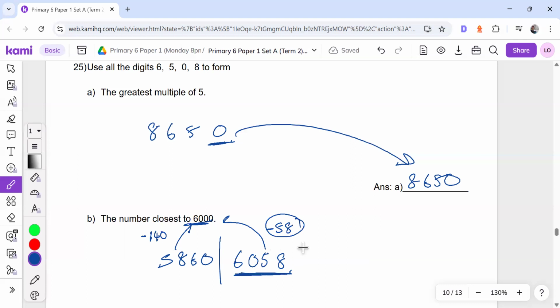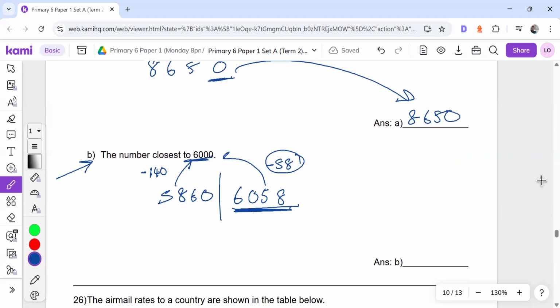So Mr. Ong told you before already, when you see this kind of question, don't always think that the number must be less than 6,000. It can be more than 6,000. So you need to have two numbers, right? 5,000-something and 6,000-something, and compare which is closer. All right, so 6058. Okay, let's move on to the next one.